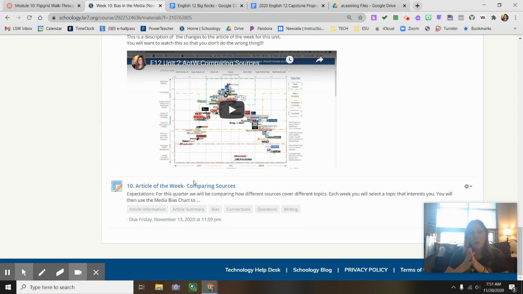So each week, I can either give them no topic, you pick it, no direction, you get to pick entirely this week, or I can give them a direction. I asked them last quarter to find one that was an infographic, because we were studying infographics. So they had an opportunity to go and find an infographic and look at how that presented media and to summarize that for me and to look at bias within the infographic.